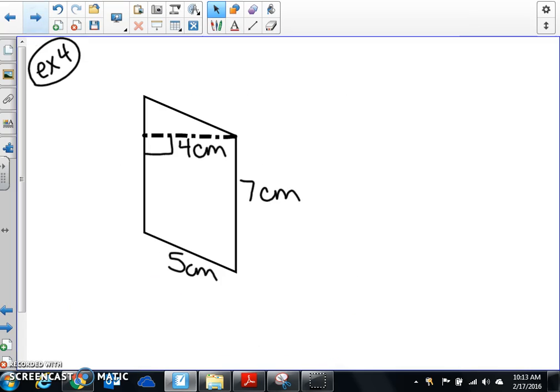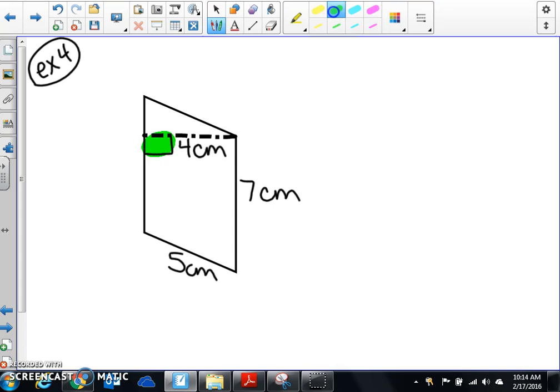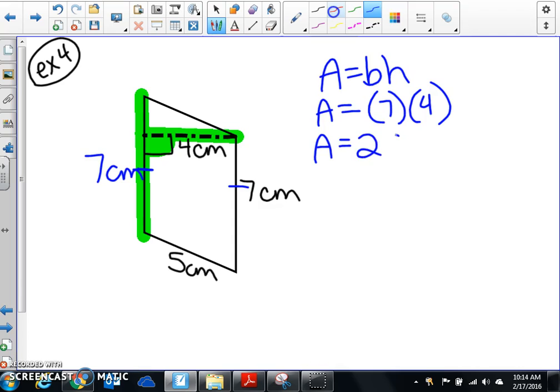All right, here's another parallelogram. It's just rotated up and down. You identify where the right angle is. That is my height. This is my base. So area equals base times height. So area equals, oh no, they don't have a side over here. It's okay, it's the same as the opposite. So this is 7 centimeters. So area equals 7 times 4, which is 28 centimeters squared.